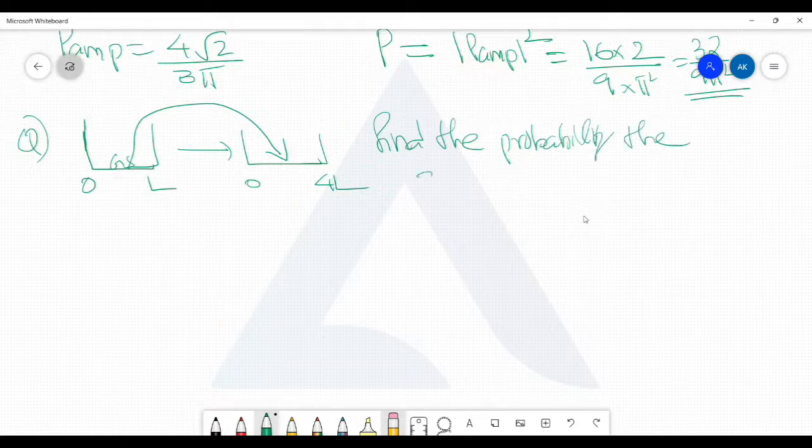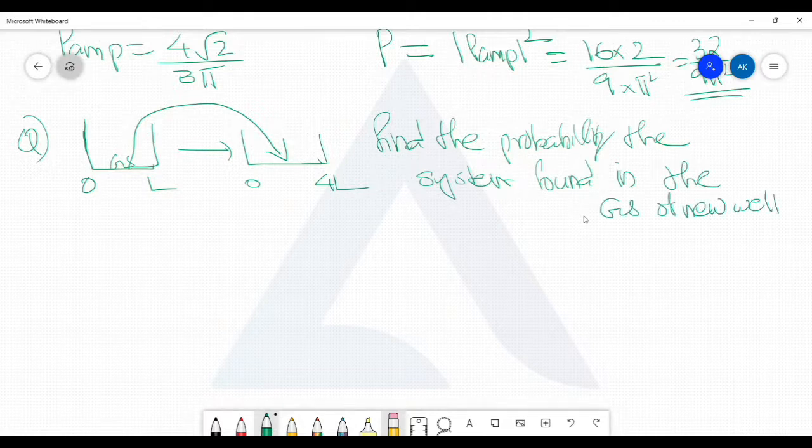The system found in the ground state of the new well. Okay. What is the probability of finding it in the ground state of the new well?